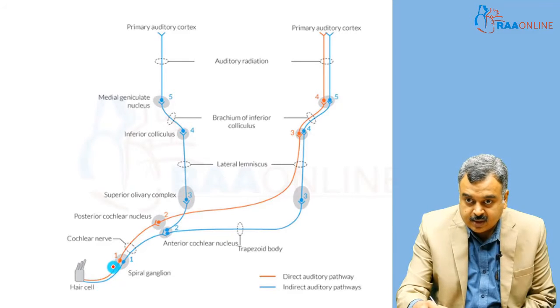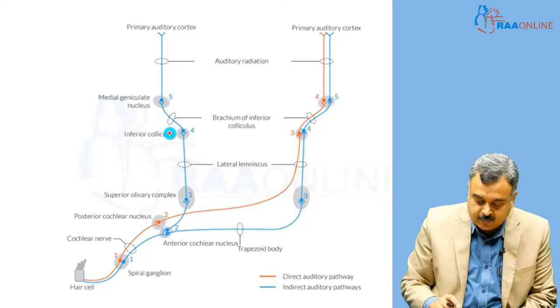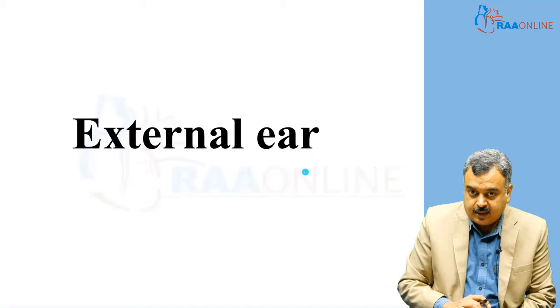and from then on you have two different pathways. The first is the direct auditory pathway, where the hair cell stimulation reaches the spiral ganglion, and from there it reaches the cochlear nucleus, and then it crosses and travels to the inferior colliculus, then to the medial geniculate body and to the primary auditory cortex. The other pathway travels along the same side, synapsing at different levels, and reaches the primary auditory cortex of either side. We will talk about all these in detail when we are talking about the physiology of hearing.